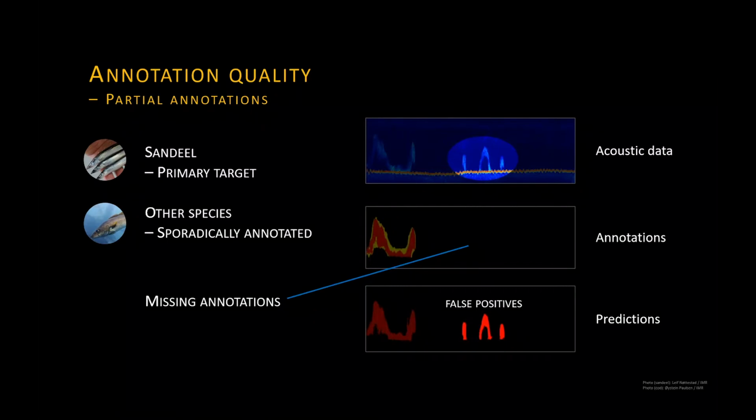And here you see an example where the model makes a false positive prediction. It believes it is sand eel. Evidently, there is something there in the acoustic data, but it's not annotated.